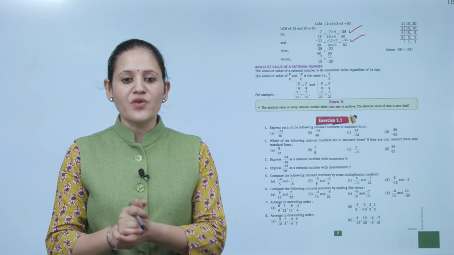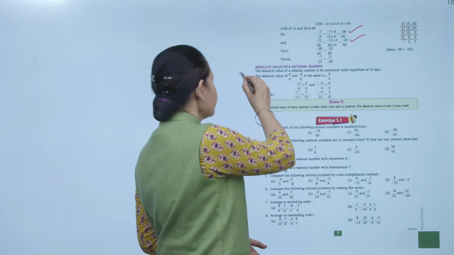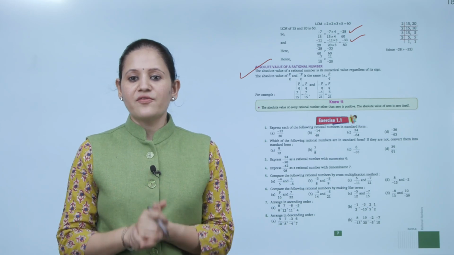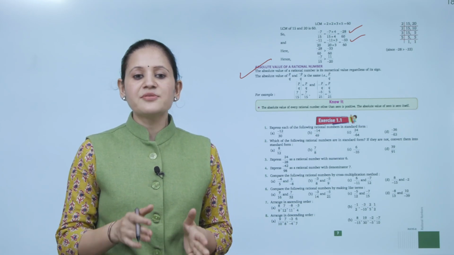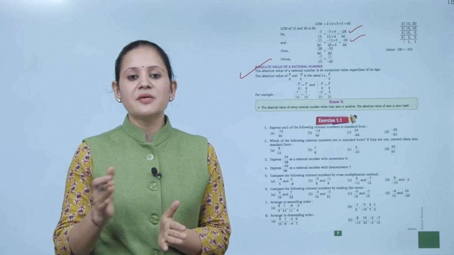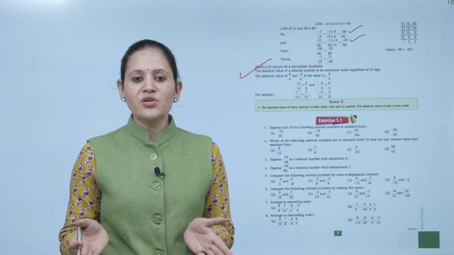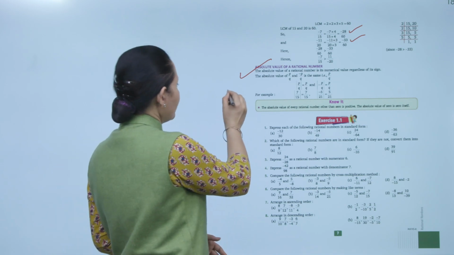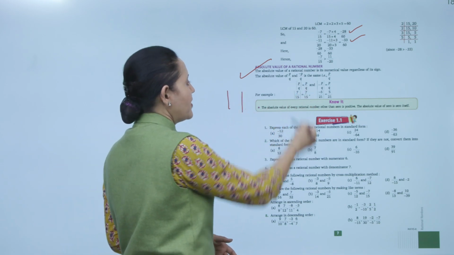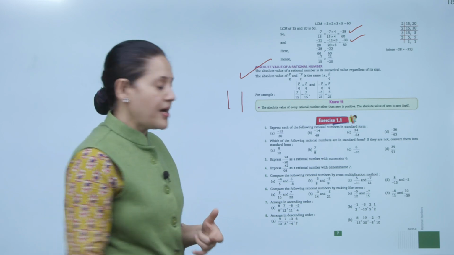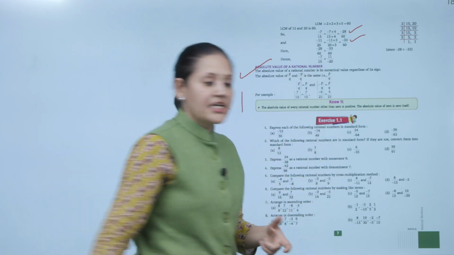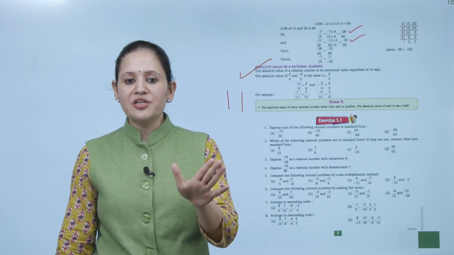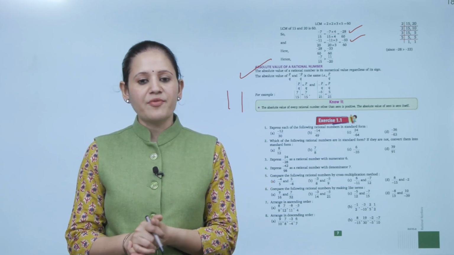Next is absolute value of rational numbers. The absolute value of a rational number is its numerical value regardless of its sign. The absolute value of p by q and minus p by q is the same because we do not consider the sign, we only take the numerical value. So this is the sign for absolute value. The absolute value of p by q is p by q, and of minus p by q is also p by q. The absolute value of 7 upon 15 is 7 upon 15, and the absolute value of minus 5 upon 21 is 5 upon 21.